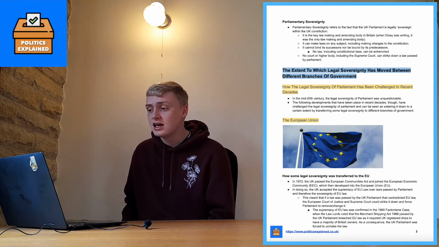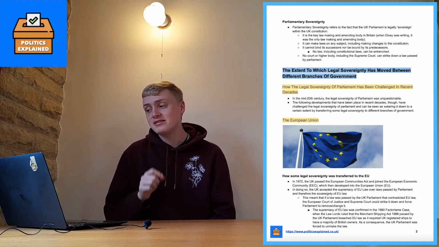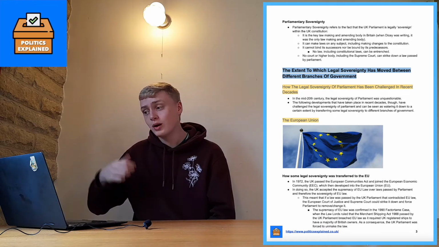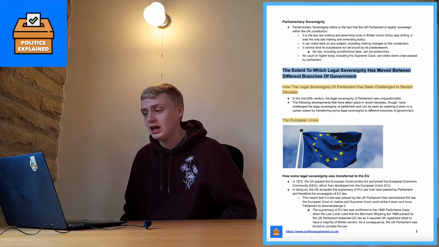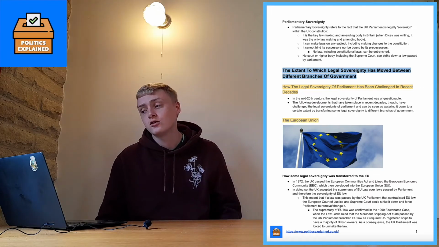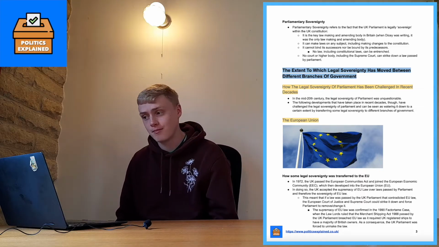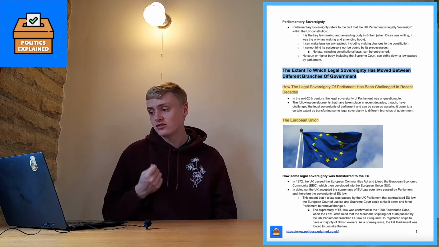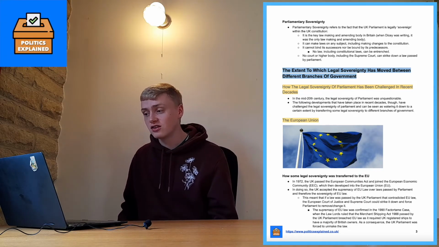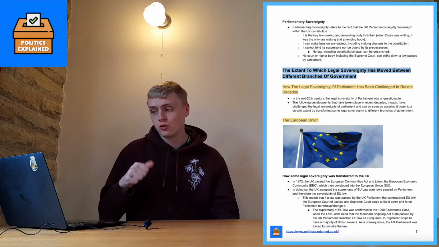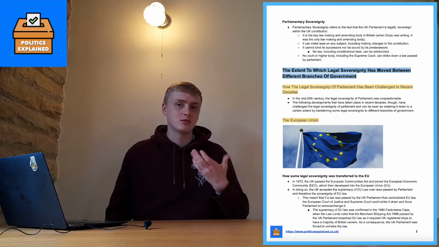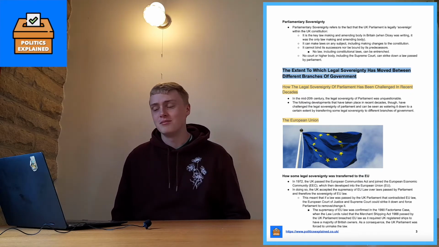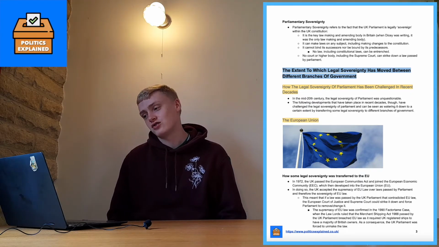So what does that mean? It means it's the key lawmaking and amending body in Britain. When Dicey was writing, it was the only lawmaking and amending body, so there weren't 12 bodies. It can make laws on any subject, including making changes to the Constitution. It cannot bind its successors, nor be bound by its predecessors. So no law, including constitutional laws, can be entrenched. Even if a parliament tries to entrench a law, the next parliament can just remove that law. So there's not really a way that it can be entrenched.